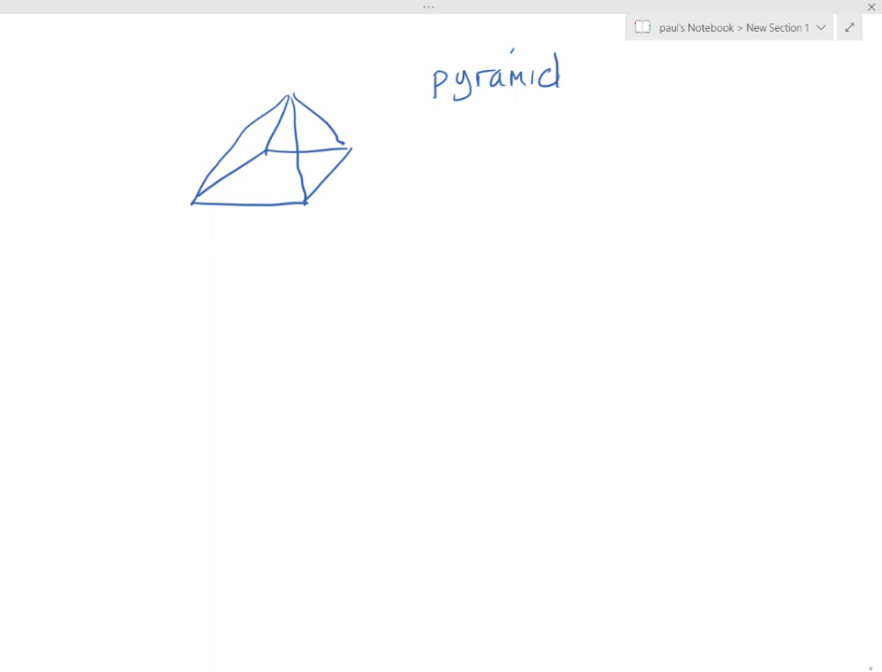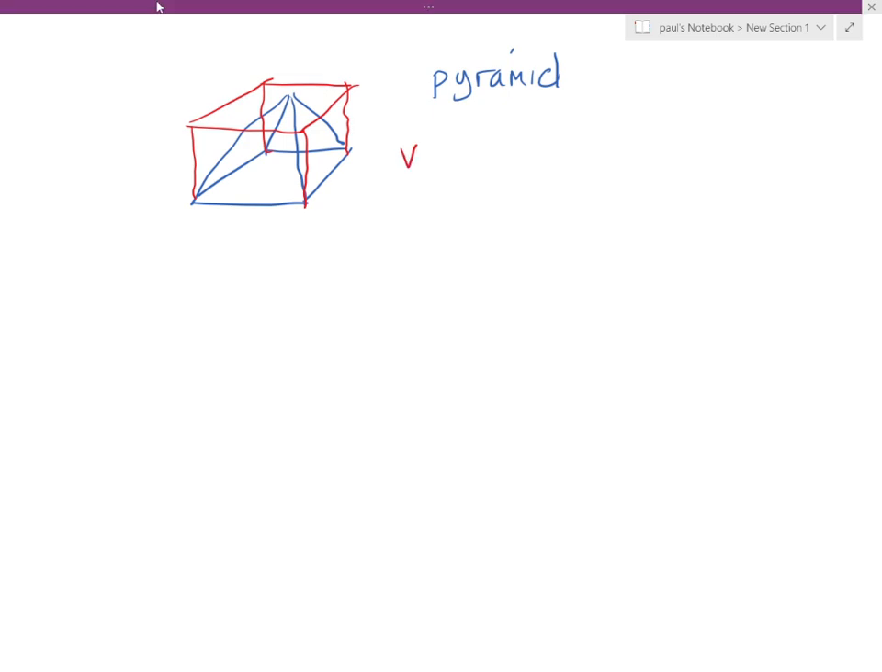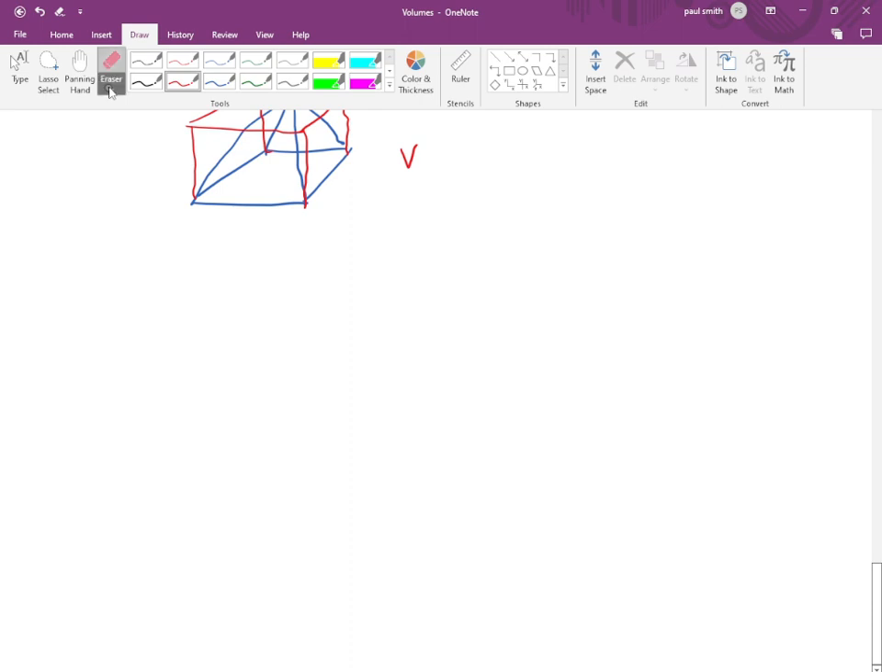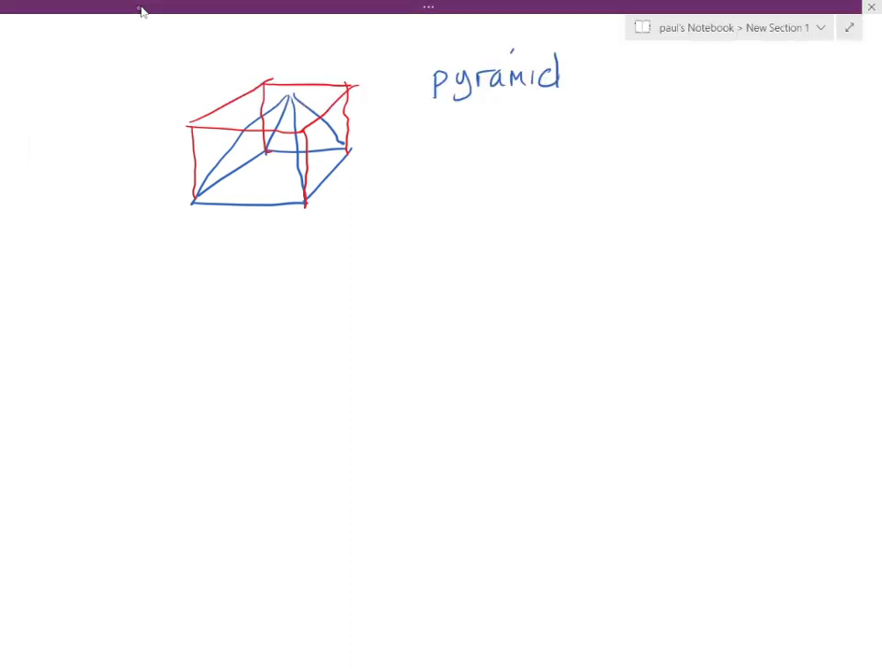Now, if you put a pyramid inside a box, imagine this pyramid is inside a cuboid and the volume of the pyramid is exactly 1/3 of the volume. Let's do it in blue so we don't mess up. So the volume of a pyramid is 1/3 the volume of the cuboid.